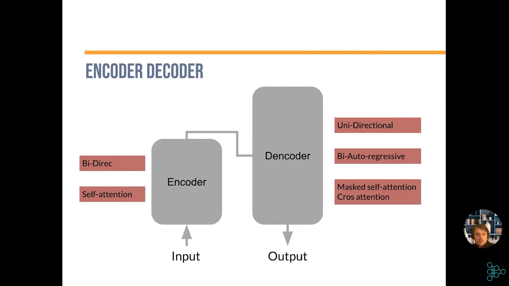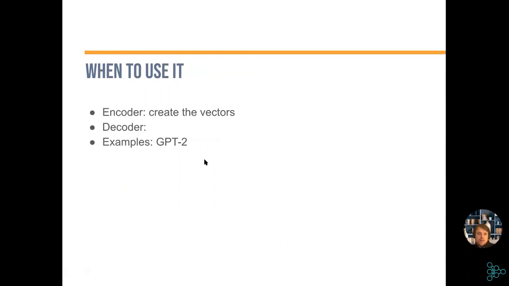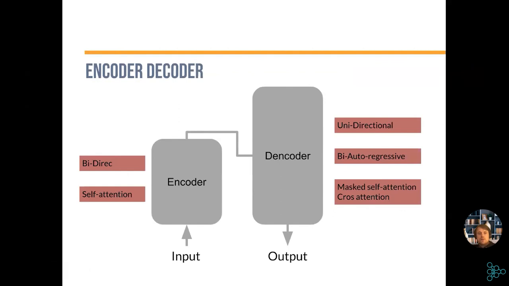So we have on the encoder bidirectional self-attention, and on the decoder unidirectional and masked self-attention. And the cool peculiarity of this is that the encoder creates a vector, and the decoder the sequence-to-sequence. But we can also mix and match. So we can take the best encoder and the best decoder. We can take the BERT encoder and, let's say, the GPT-2 decoder, or BERT encoder and BERT decoder, because BERT has both.